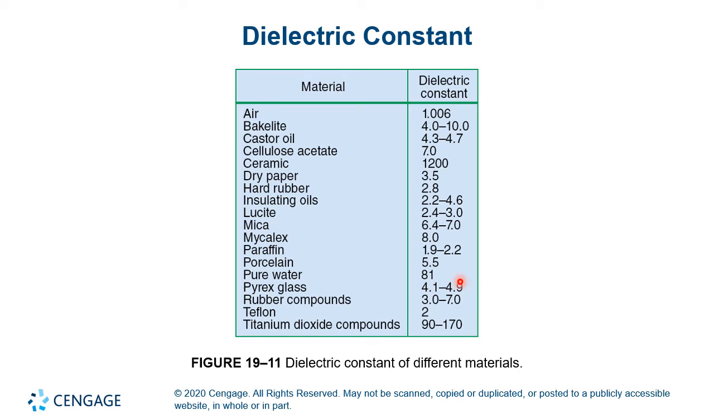So it turns out that different materials, depending oftentimes on their electron configuration, are going to have different dielectric constants that we can use for calculating the capacitance of a capacitor that uses these various materials as the dielectric.